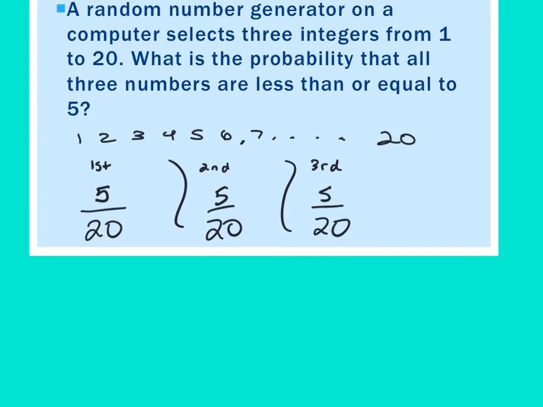So these I would obviously simplify because it will make your life easier. This would be 1/4, 1/4, 1/4. And because it's an and, because we want all 3 to happen, we multiply these. Now that's an independent event.